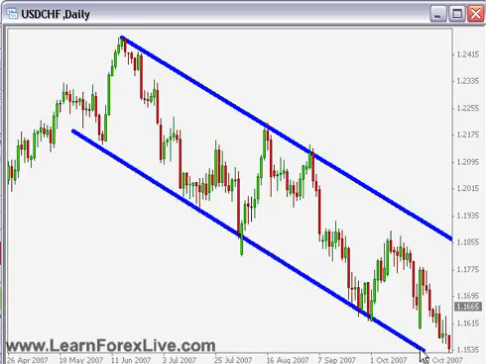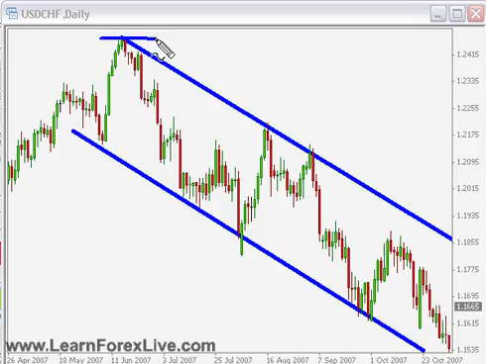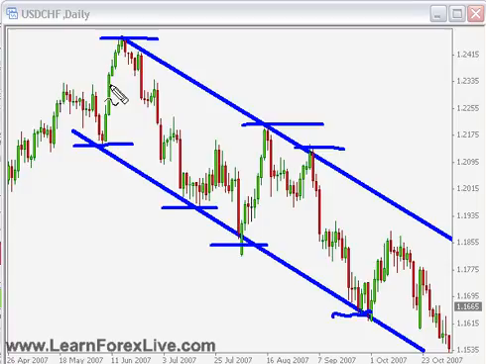As you can see, they are fairly parallel. We've gotten these lines by linking the different levels of resistance as usual, and the support line by linking different levels of support. Pretty standard thing. Again, this is Technical Analysis 101.